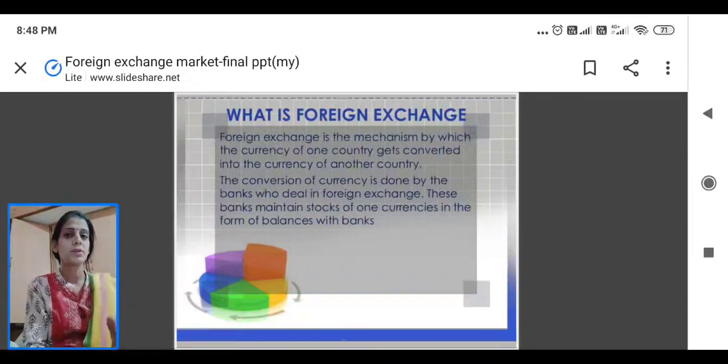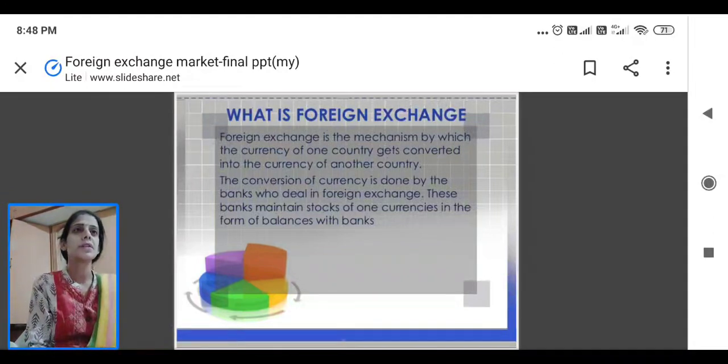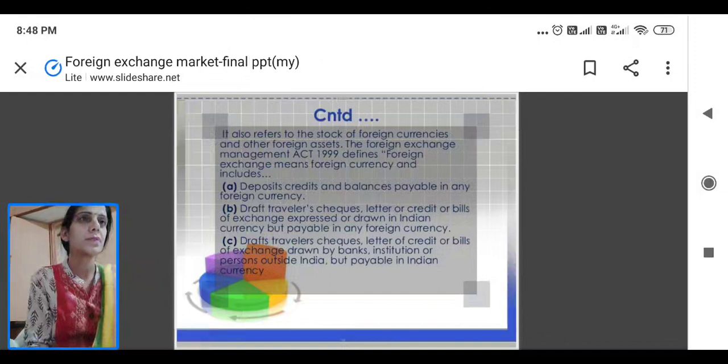So first let us know what foreign exchange is. Foreign exchange is nothing but changing your currency into the currency system of a different country. Coming to the next point, it also refers to the stock of foreign currencies and other foreign assets.